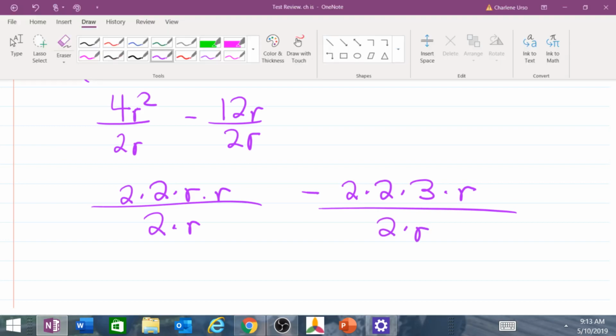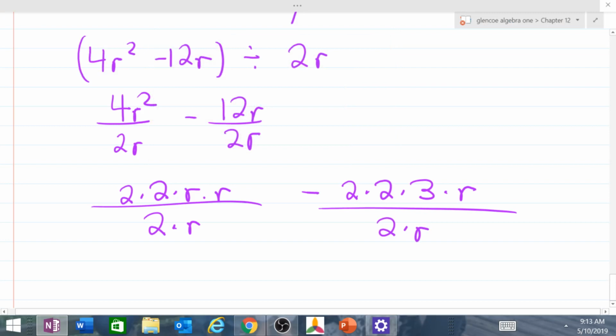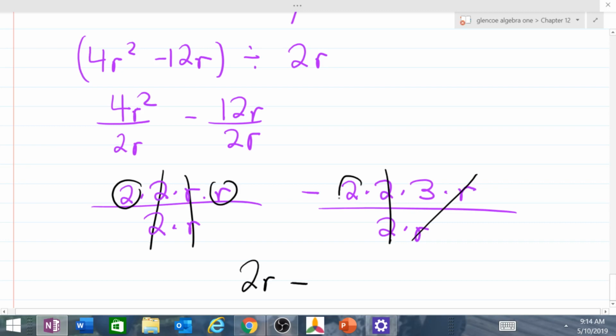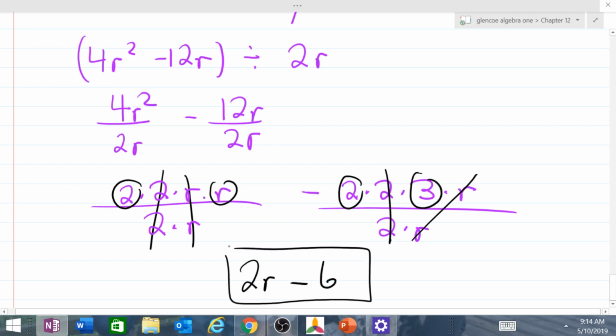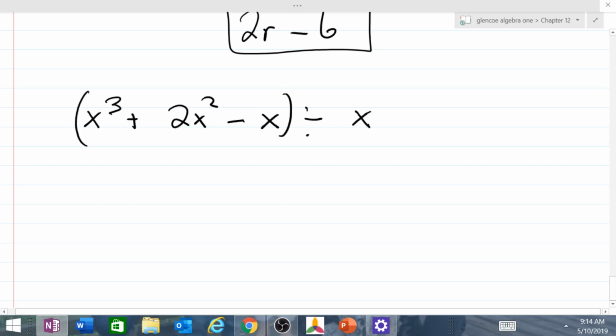Now we are ready to go ahead and see if we can cancel anything out. In our first fraction, we can cancel a 2 and an r. In the second fraction, we can cancel a 2 and an r. And our answer is 2r minus 6. All right, let's try one where we have a trinomial. X cubed plus 2x squared minus x divided by x.